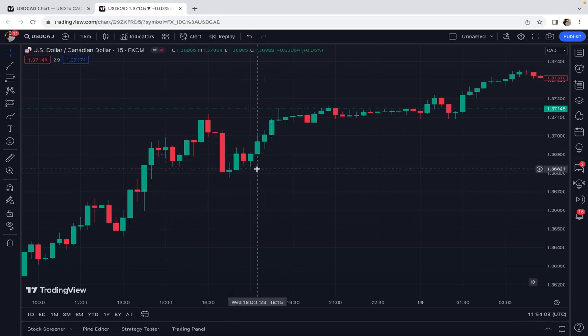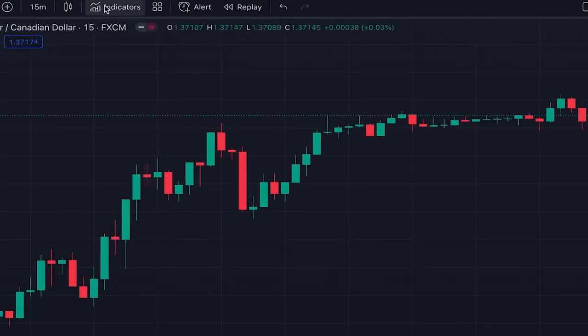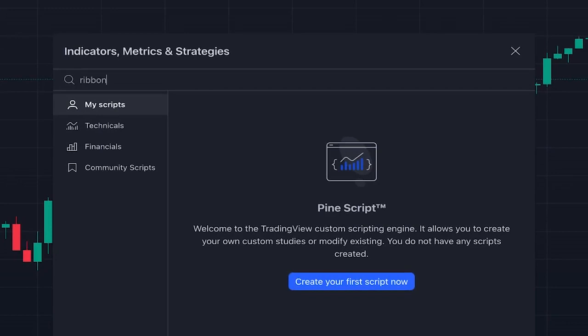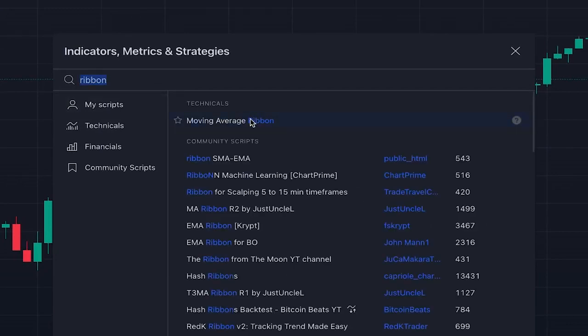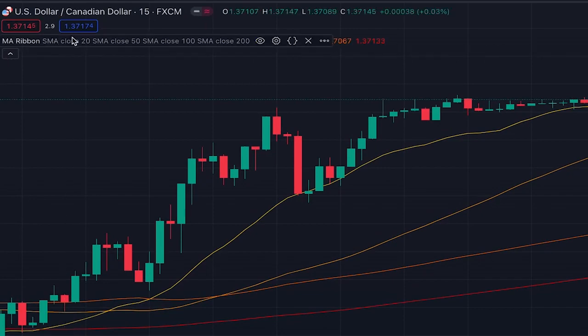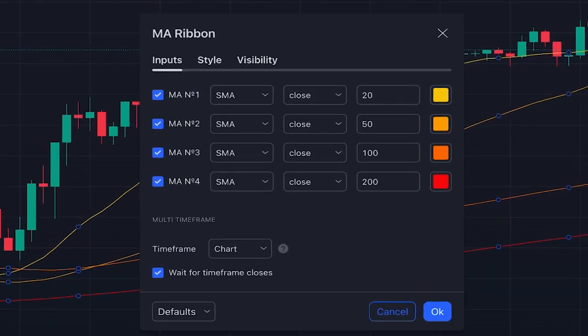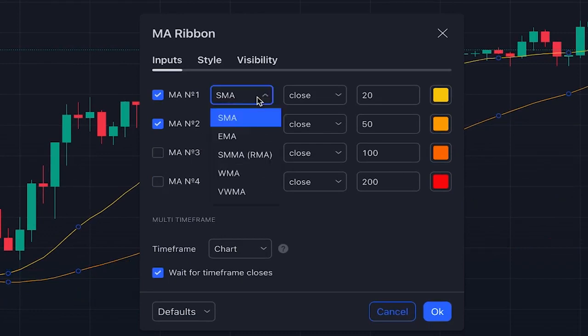For this trading strategy, we need to add two exponential moving averages to our chart. Here we click on indicators and we search ribbon. We add this one, which is a built-in indicator on TradingView platform. Then we go to its settings to adjust our moving averages. First, we remove two of them because, as I said, we need two exponential moving averages. So here we change them to EMA.